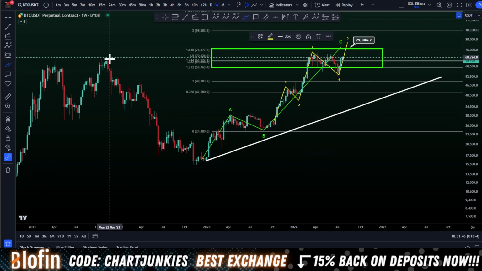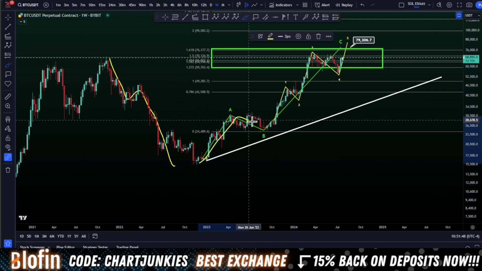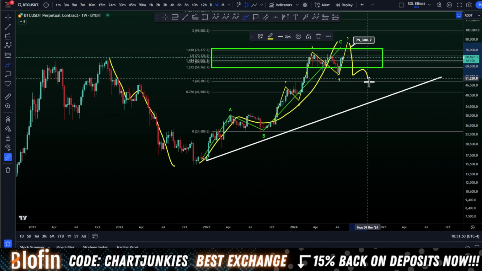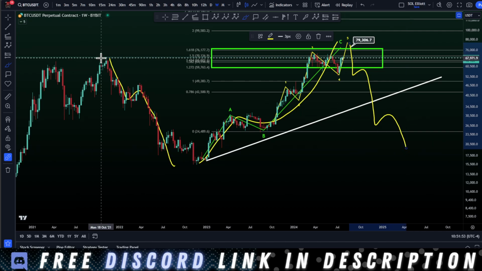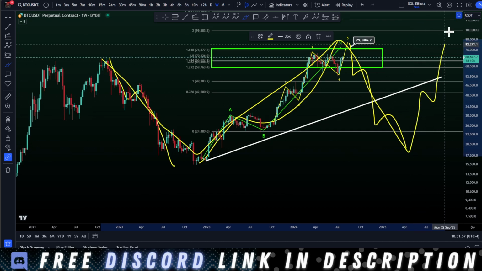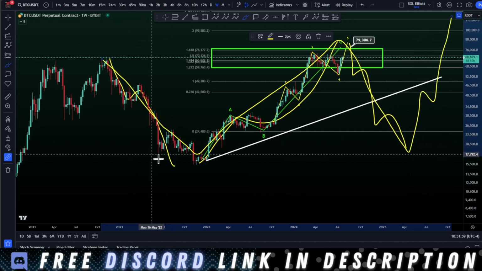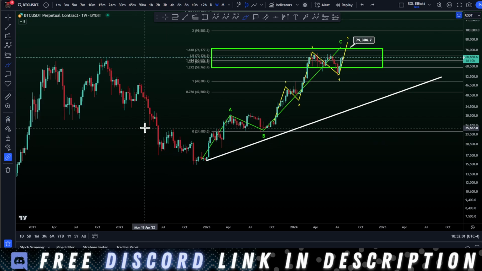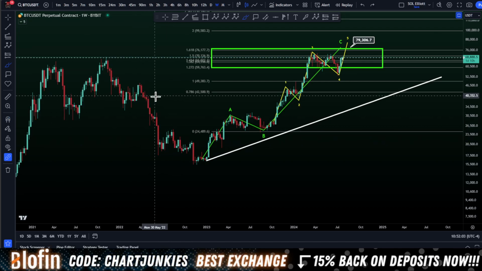And if you've been watching this channel, you know ABC down, ABC up. We're looking for an impulsive wave down. So it's an overall big flat correction from an ABC, and then you get your massive move to the upside. That is the primary count right now. That is what I am playing.